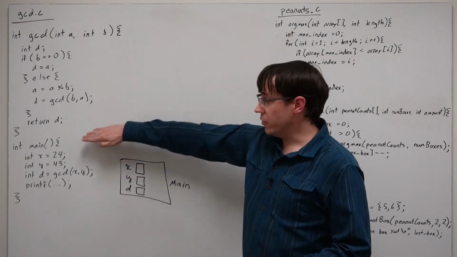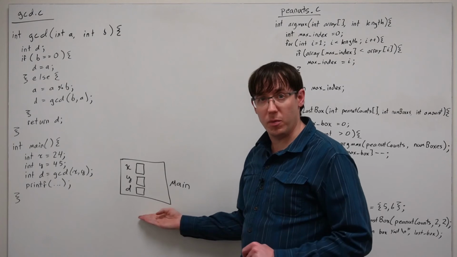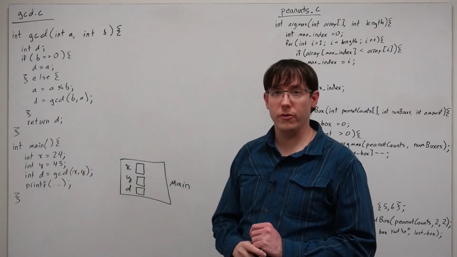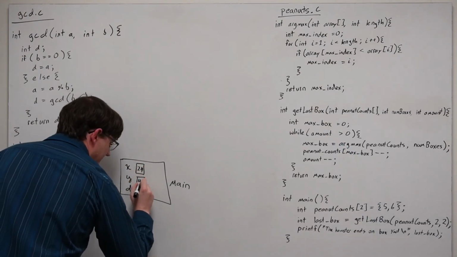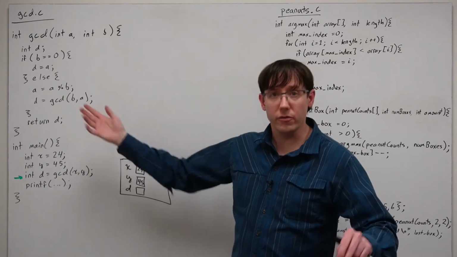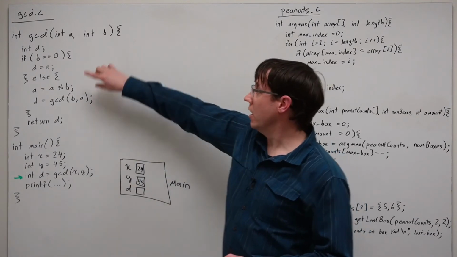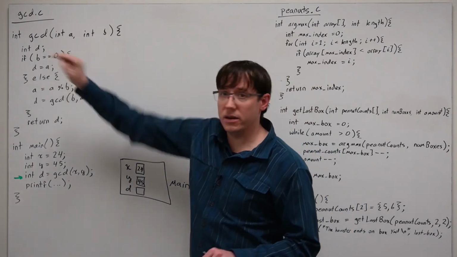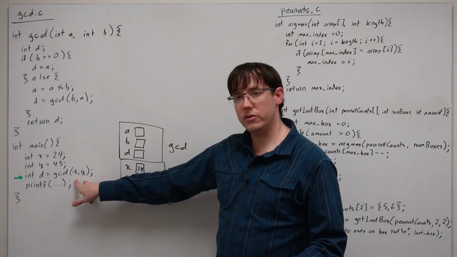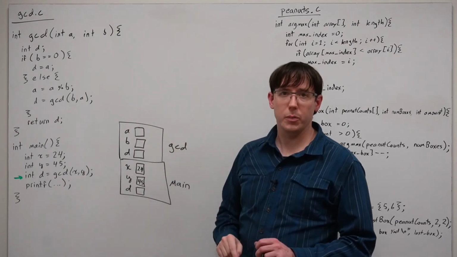As always, the program begins with main, so we have a stack frame for main on the bottom of our diagram, and we initialize x to 24 and y to 45. At this point, main calls GCD, so its execution is paused, waiting for a return value. And we get a stack frame for the GCD function, which has local variables a, b, and d. We pass in x and y, so 24 gets copied into A, and 45 gets copied into B.